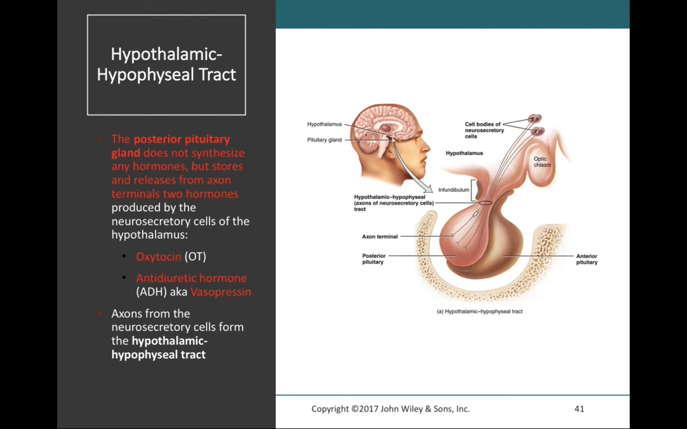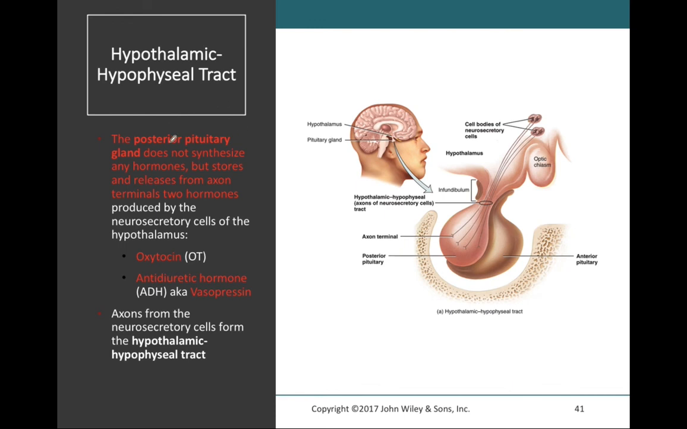Now don't forget that there's also a posterior pituitary, and the posterior pituitary is going to have its own hormones that it releases. Now the posterior pituitary only has two hormones. Those are listed here. We have oxytocin and antidiuretic hormone, also known as vasopressin. And so both of those names are very, very high yield. I want you to know both of those. Vasopressin and antidiuretic hormone are the same thing. So we have oxytocin and vasopressin, which are the two hormones that are released from the posterior pituitary.